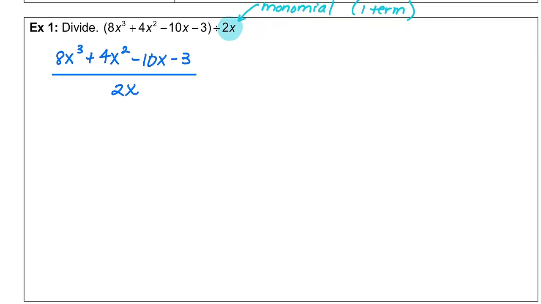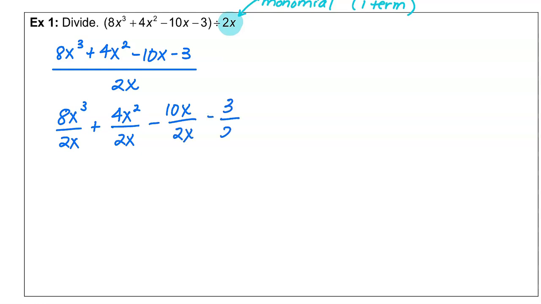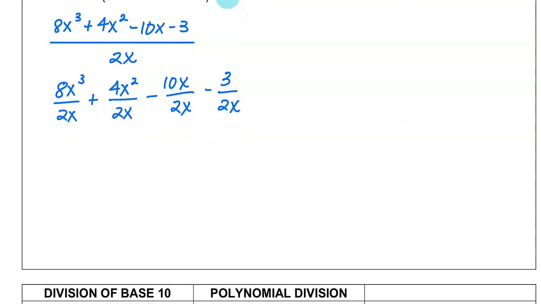Okay, and then what I can do is, since I'm dividing by a monomial, a single term, oftentimes breaking it up into several fractions is easier. So I'll write this as 8x to the third over 2x plus 4x to the second over 2x minus 10x over 2x subtract 3 over 2x. Are we clear with that? Okay, and then 8x to the third divided by 2x.